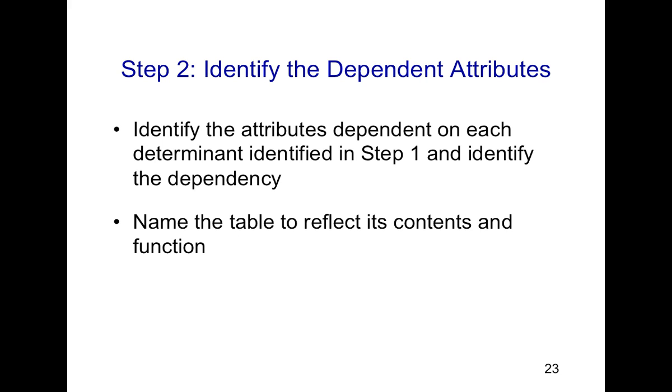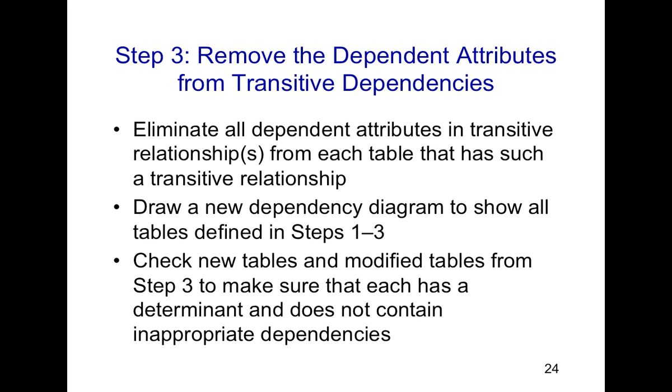So we're going to identify the attributes dependent on each one of the determinants identified in step 1. And then we're going to identify the dependency. And then the table, we're going to name the table to reflect its components. So we're in third normal form after we've removed the dependent attributes in the transitive relationships. So we're in first and second. We eliminated all of the pieces that were dependent upon each other or partially dependent upon each other.